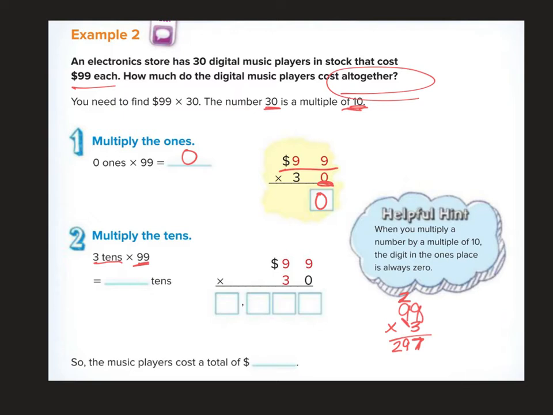297 is what 3 times 99 is, but we have 3 tens, not just 3. So I have to put 0 and 297. So it'll be 297 tens. 2,970 would be your actual answer, though, because we're multiplying it by 3 tens. So all of the music players, if you wanted to buy 30 of them, it would cost you $2,970.